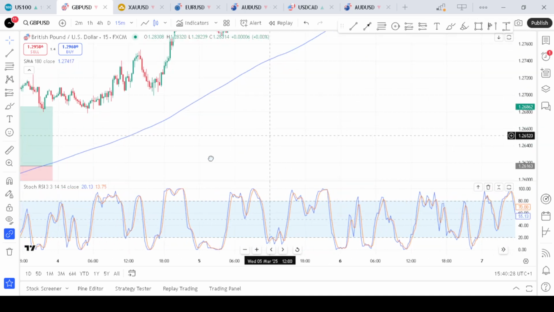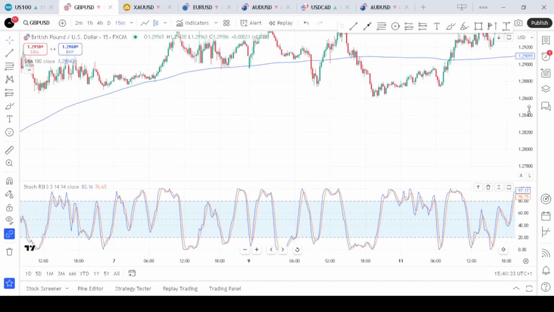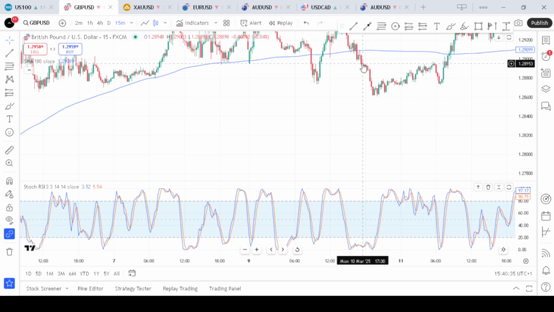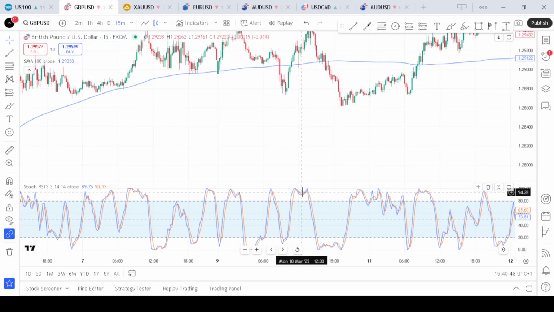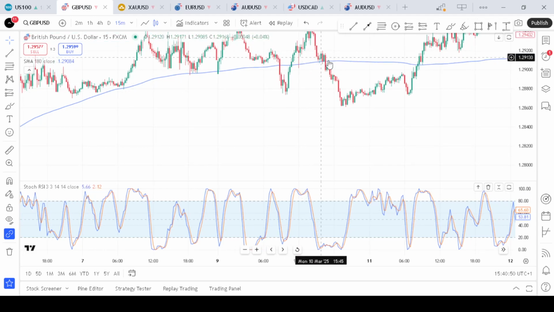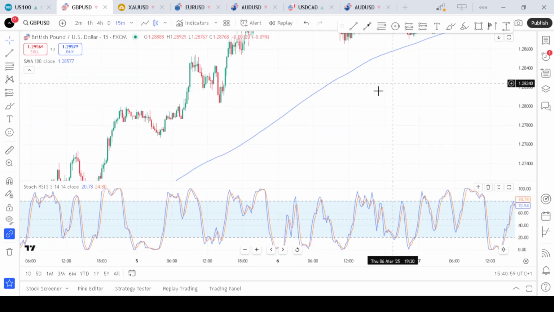Now, when price is below your simple moving average, you look for the Stochastic RSI to fall below your overbought region, which is the 80 region. When it begins to fall below the 80 region, that signals an opportunity for you to enter a short position. The fourth step is to confirm using price action.